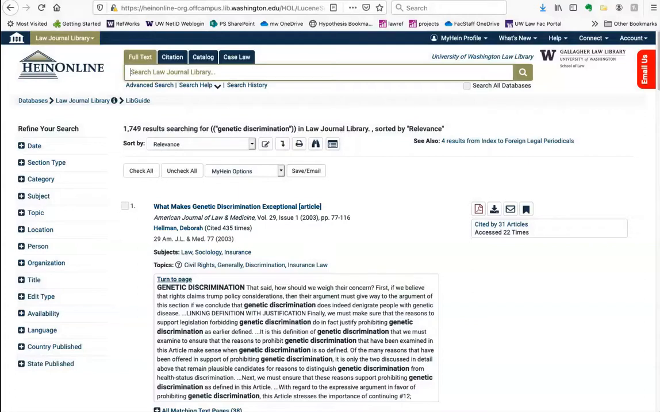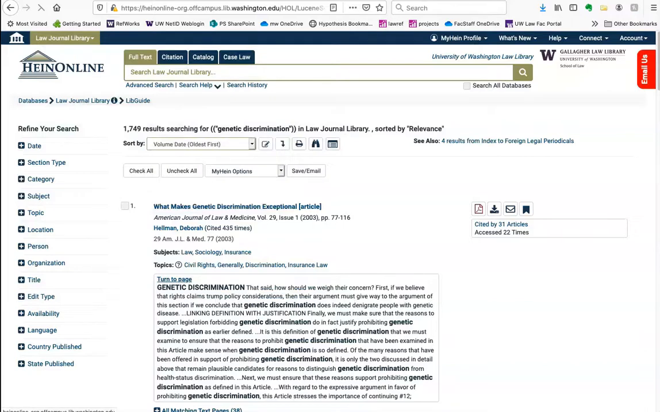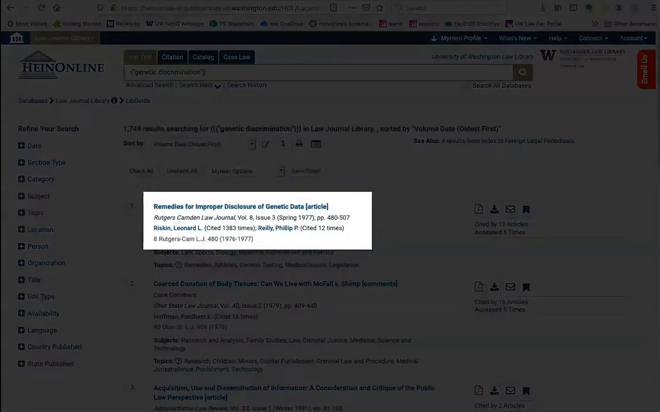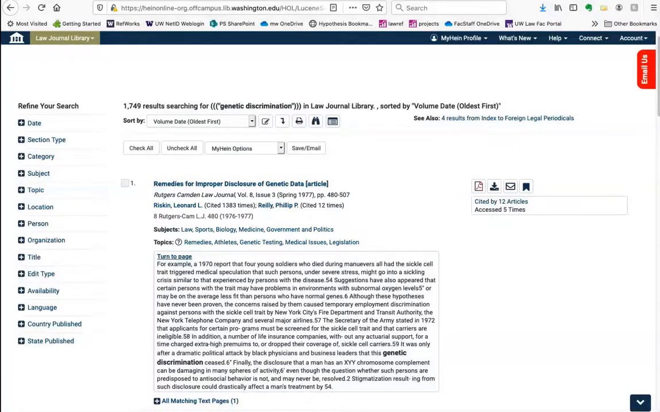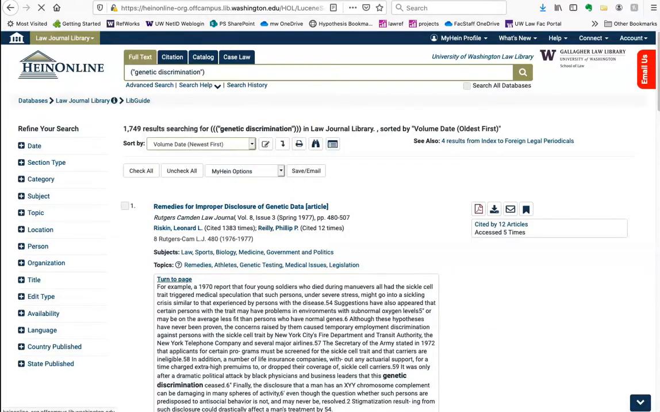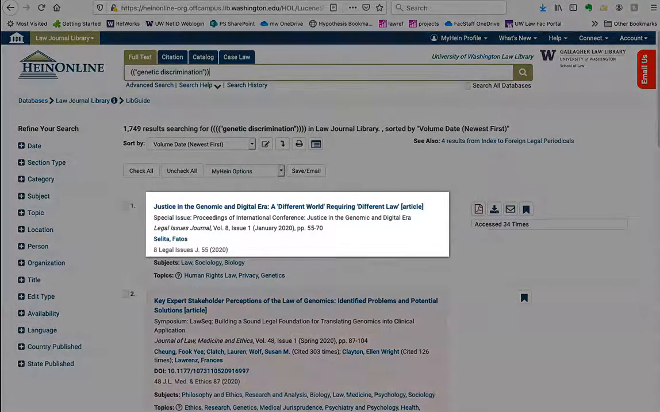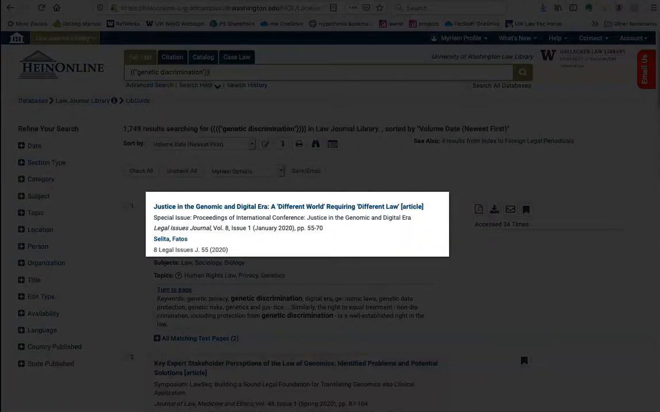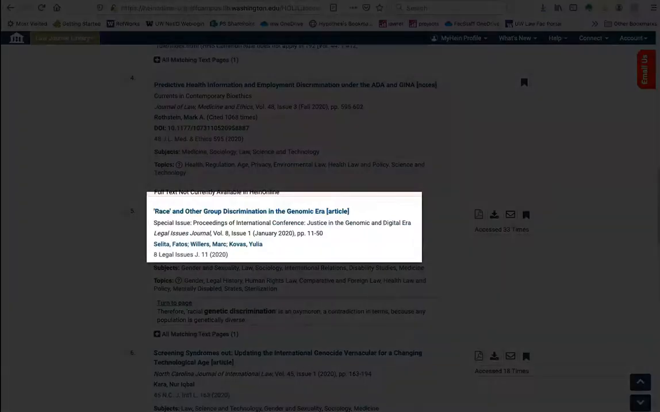I like to play around with other ways to sort. So, for instance, we could look at the oldest article first. And the first time that that phrase, genetic discrimination, occurred was in 1977. I often like to sort by the newest article first to see what the latest articles are about. Justice in the Genomic and Digital Era. Be careful where you spit. Race and other group discrimination in the genomic era.